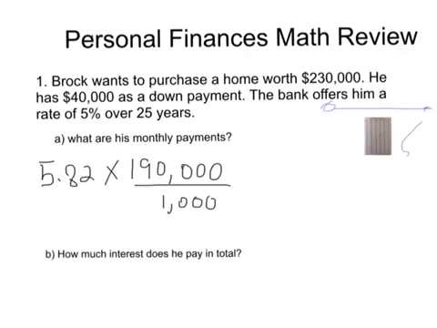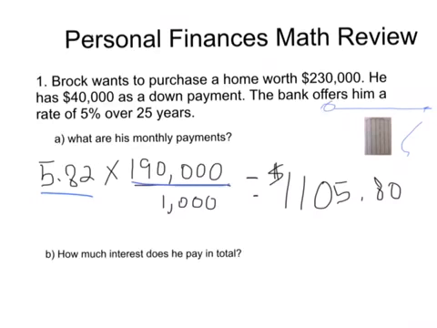All right, so 582 is the value from the chart that we got. He only needs to borrow $190,000 because he has a $40,000 down payment. So that's why we have the 190 there. When we multiply that through, what do we get as an answer? So we get $1,105.80. That is his monthly payment.